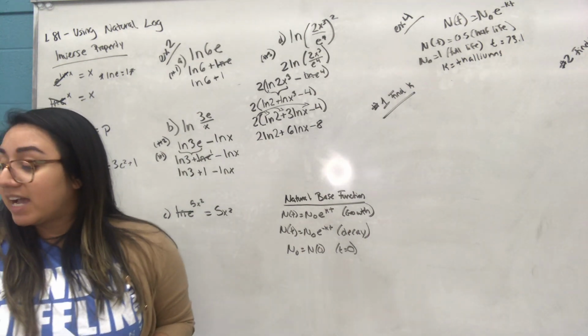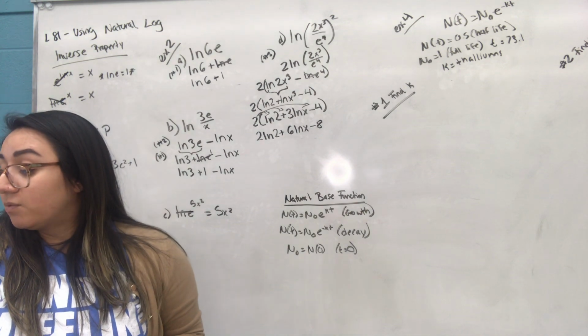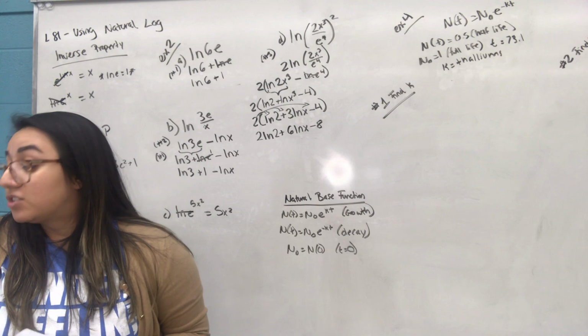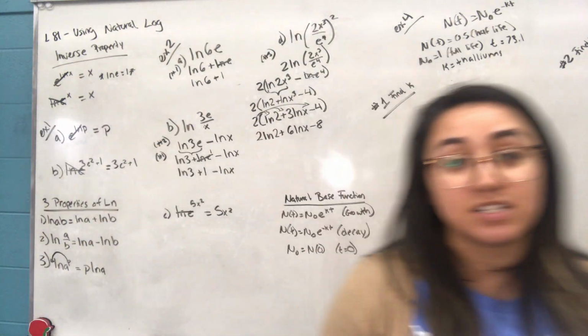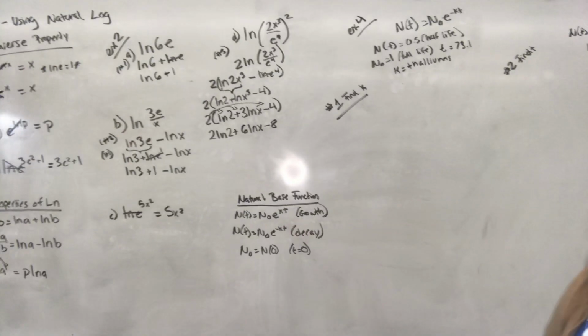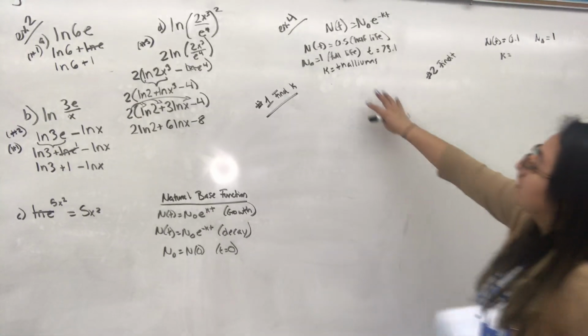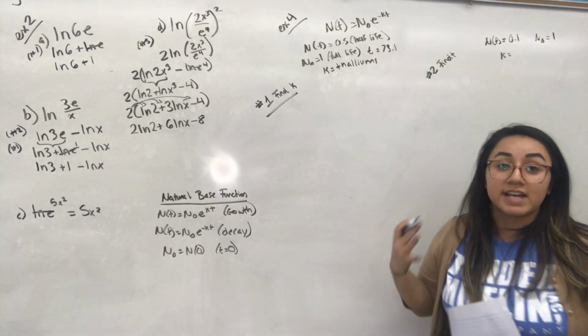Thallium has a half-life of 73.1 hours. How long will it take for 1 gram of thallium to decay to 0.1 gram? We have to choose one of those 3 formulas to use, and obviously we're going to use the decay formula, since we're trying to see how much it's going to decay. We have to first find what our k is.